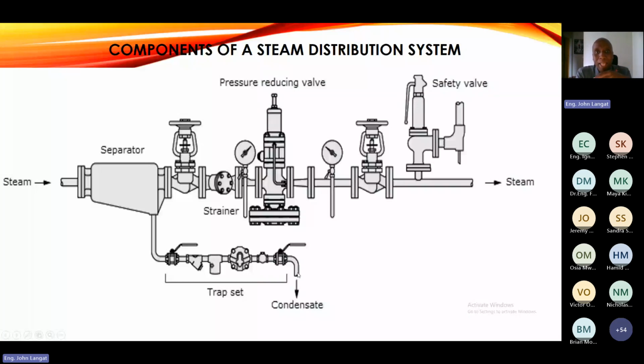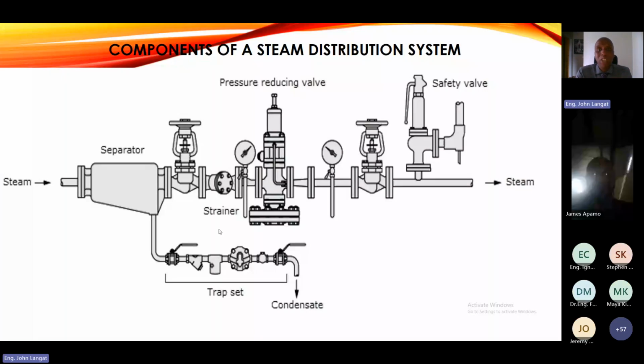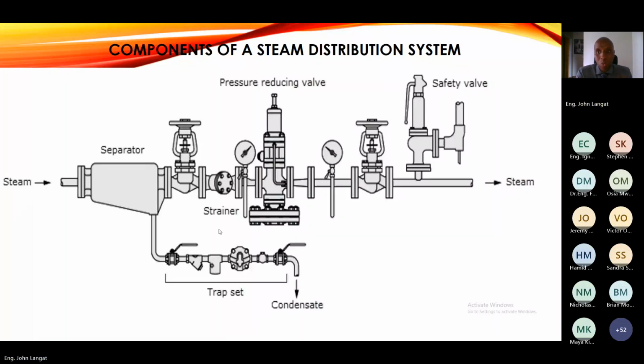What we have here is, by practice, it's always good to supply steam at high pressure to the point of use. Then when going into the actual plant, you reduce the pressure of steam. What do you use to reduce the pressure of steam? You use a pressure reducing station or a pressure reducing valve.